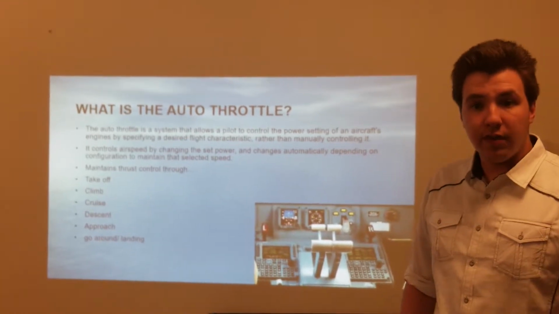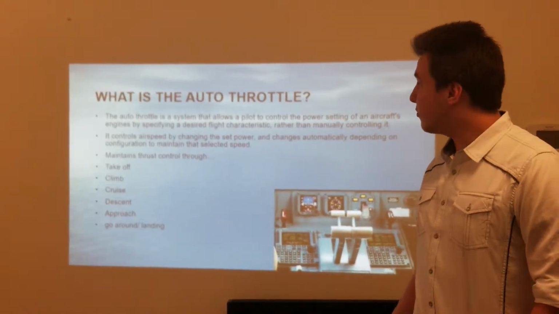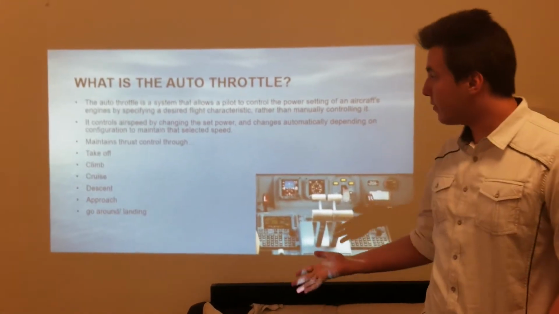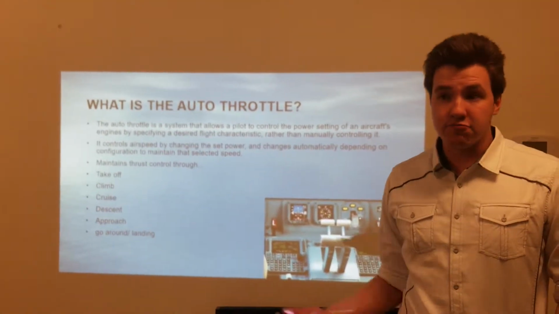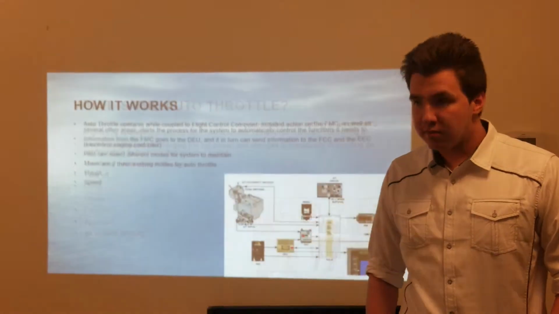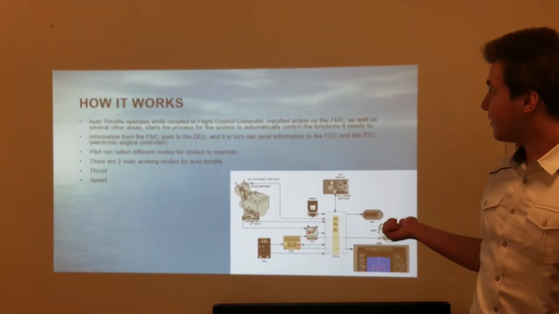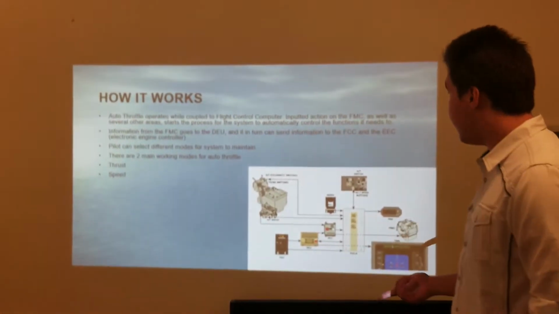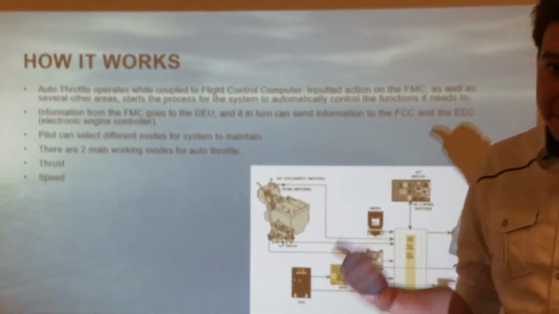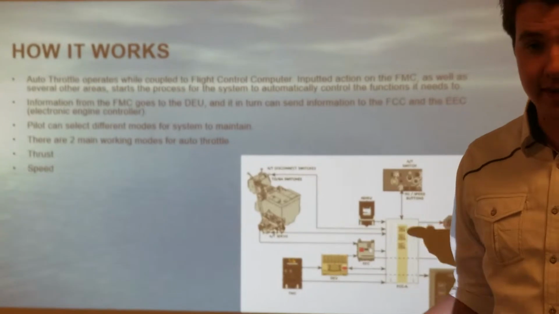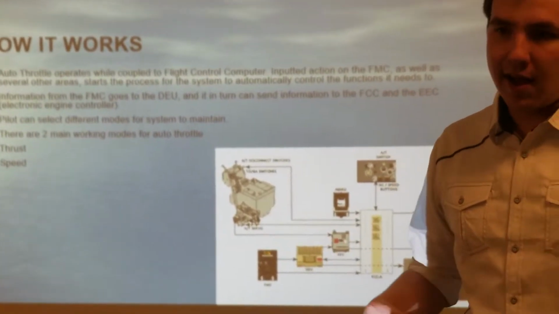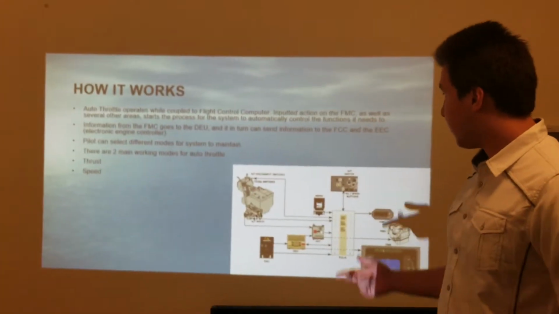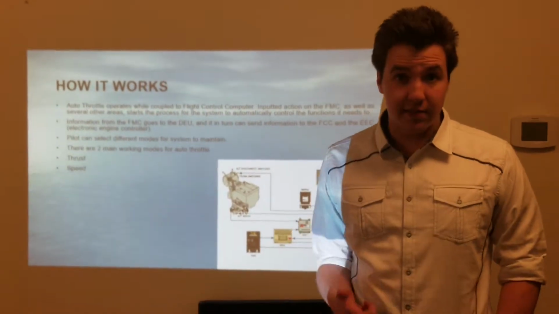Auto throttle can do a lot actually, and it's operable through all phases of flight essentially, through takeoff, climb, cruise, descent, approach, go around, landing. It can operate through all of those. Essentially how it works, the auto throttle is coupled with the flight control computer, the FCC, and information is inputted to there through the FMC, along with a few other places, but primarily through the FMC, which starts the process to control the functions it needs to.